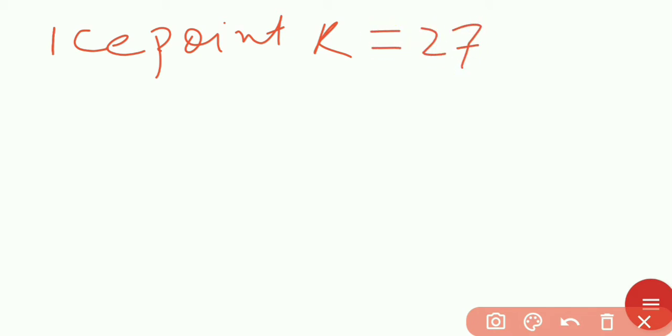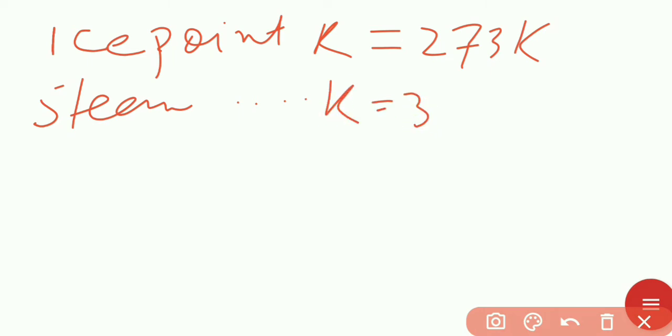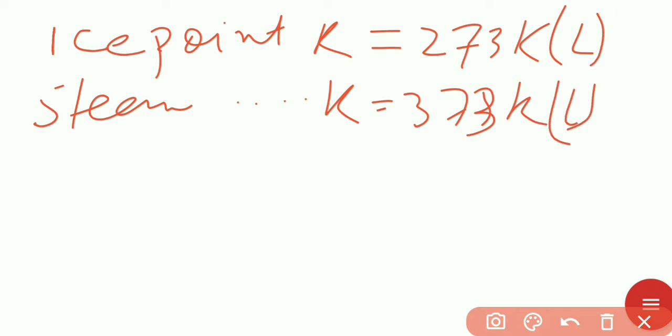First of all, just tell me the answer: what is the ice point of Kelvin scale? How much? 273 Kelvin. And steam point of Kelvin scale, how much? 373 Kelvin. Okay, this is also called lower fixed point, this is also called upper fixed point. Okay, lower fixed point and upper fixed point.